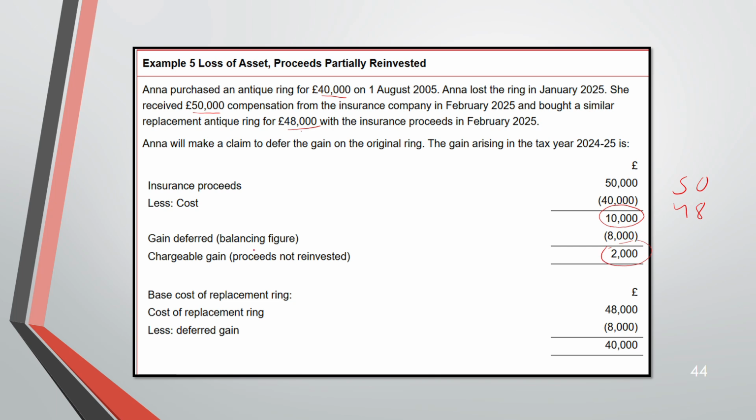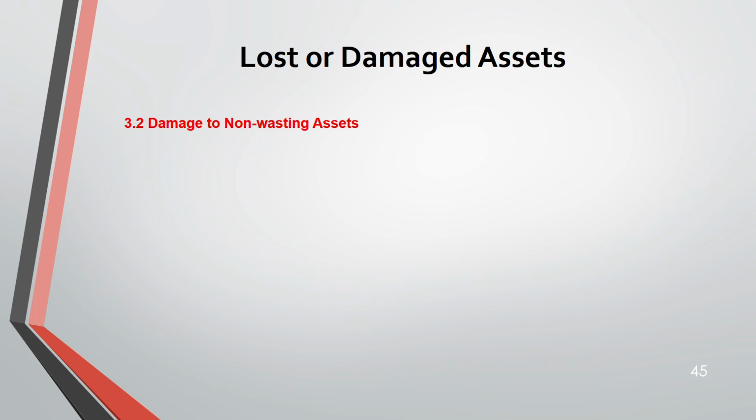First find the chargeable amount. This is the balancing figure. Because 2,000 is chargeable, it means 8,000 will be deferred. So this 8,000 will come here and you will deduct it from the new cost. The cost of your new ring is 48,000. So 48,000 minus the gain, this is your base cost. If you see, this base cost is exactly the same as the cost of your old asset, the first ring, 40,000.